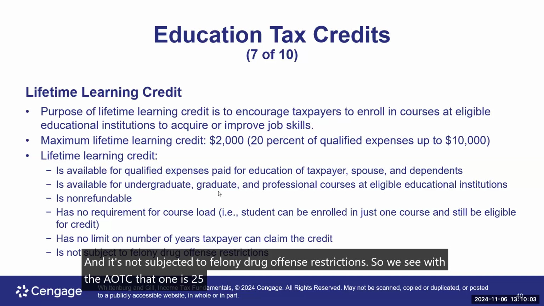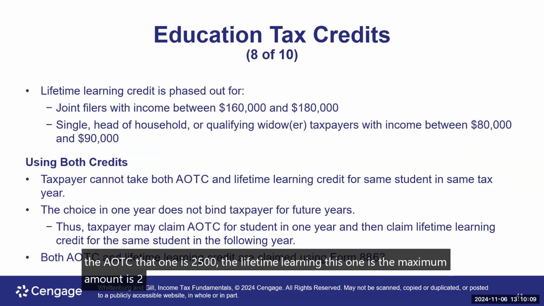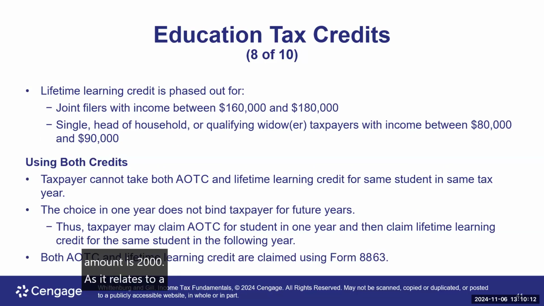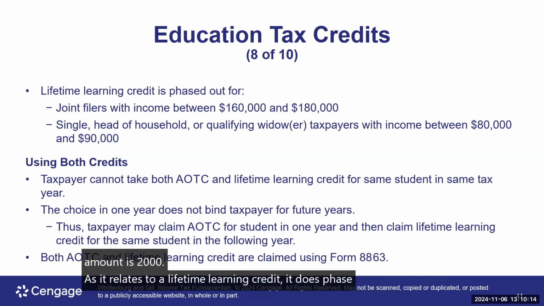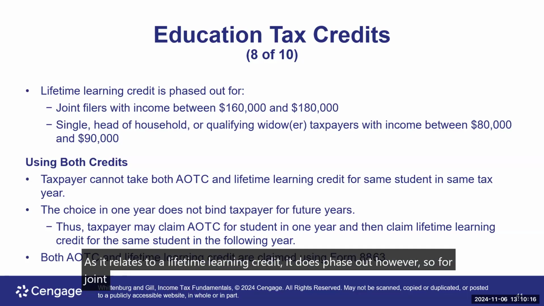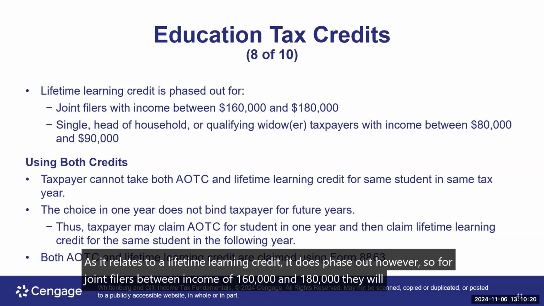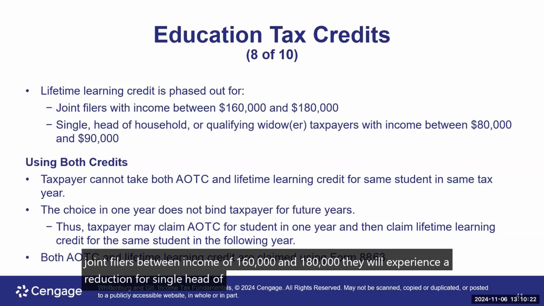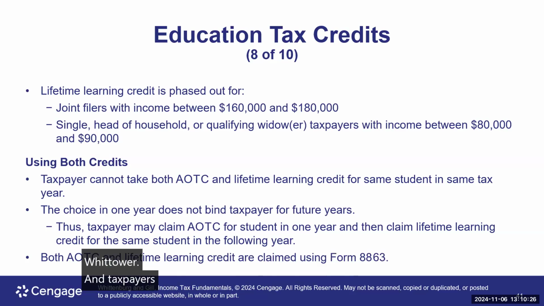So we see with the AOTC, that one is $2,500. With the lifetime learning credit, the maximum amount is $2,000. As it relates to the lifetime learning credit, it does phase out, however. For joint filers with income between $160,000 and $180,000, they will experience a reduction. For single, head of household, or qualifying widower taxpayers with income between $80,000 and $90,000, there's also a phase-out.